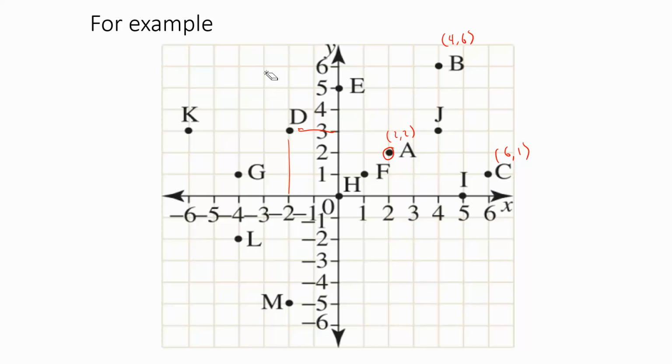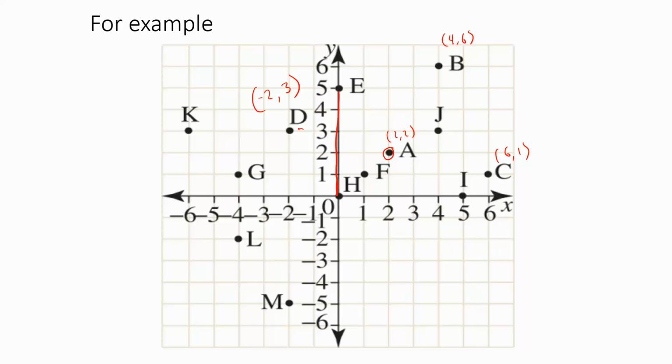Minus 2, minus... Not 3, 2. Negative 2, 3. Fantastic. X-axis first, so negative 2, 3. Let's have a look at E. I'm just going to draw the line so you can see. This is where E is.